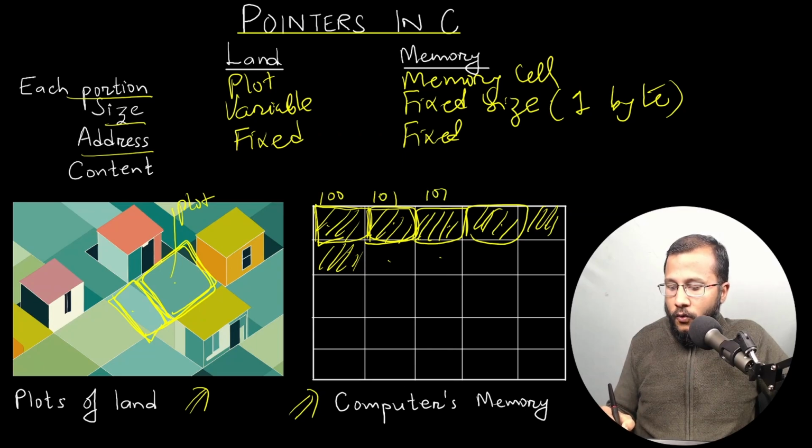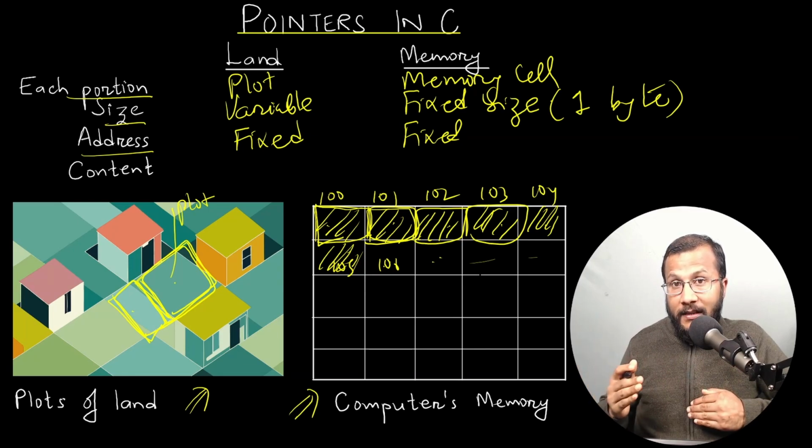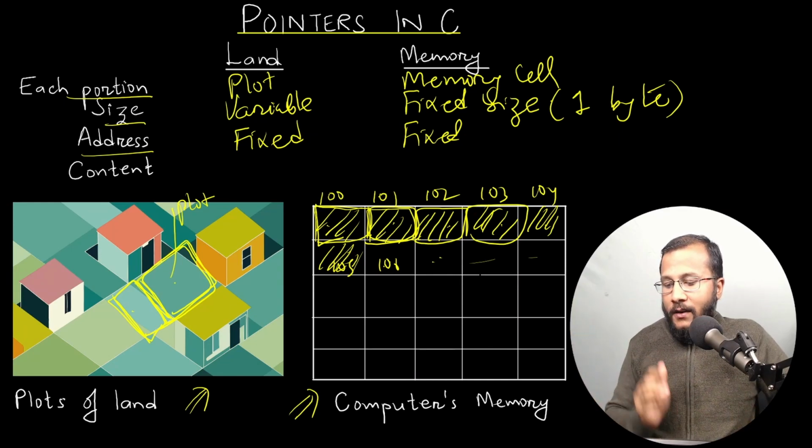All cells will be sequentially arranged in the computer's memory. So this is 102, this is 103, this is 104, this is 105, this is 106. All these are addresses of memory cells, and they come sequentially, one after another. So the address is fixed in the case of the plot and also in the case of the memory cell.